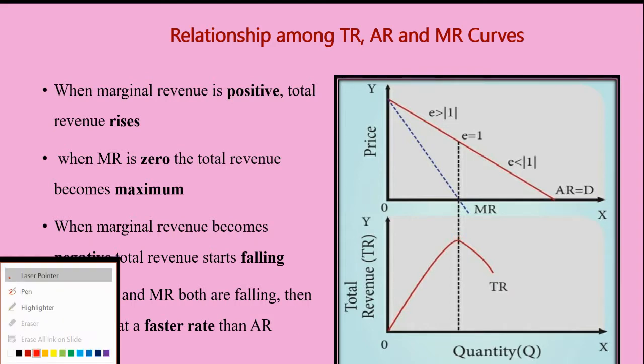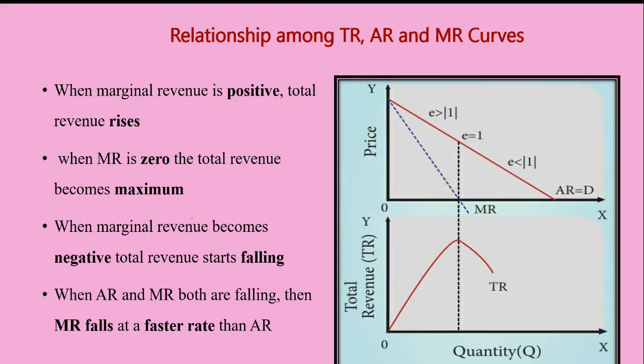So what is the first point? When the marginal revenue is positive, till this point it is positive, and the total revenue is increasing. Second point, when the marginal revenue is zero, the total revenue is maximum.